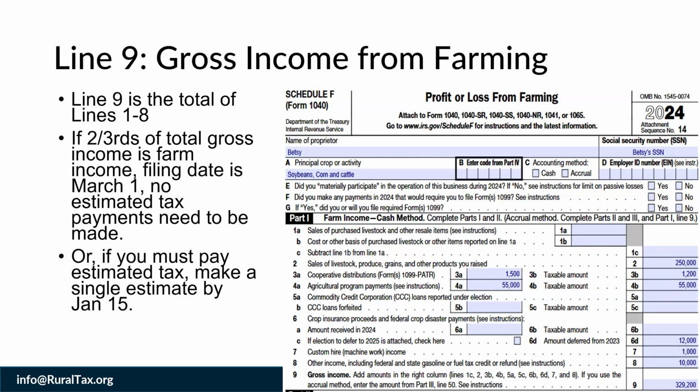If that is 2/3 or more of her gross income, then she has a filing date of March 1. She would pay all of her tax, both income tax and Social Security tax. And if she's in a state that also collects state income tax, then she would have a March 1 filing date. She would not need to pay estimated tax payments. But if she decides to, she could make an estimated tax payment. She could make that single tax estimate by January 15 of the year closing. So it would be January 15 of 2025 for the 2024 production and tax year. So the key takeaway of this particular one is looking at what's her gross farm income. In this case, line 9, notice we're not looking at net, we're looking at gross farm income, line 9, $329,200. And is that 2/3 or more from all the other sources that she might have on her return?